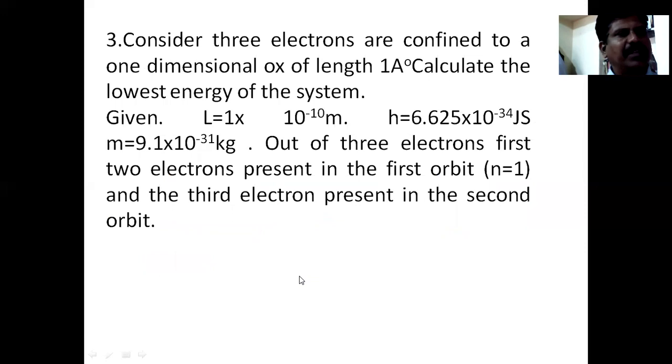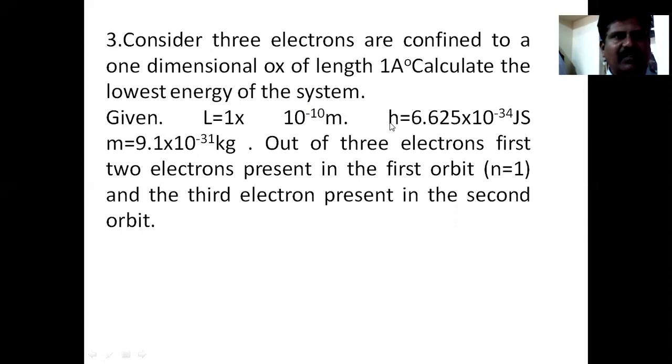Next, another example: consider three electrons confined to a one dimensional box of length 1 angstrom. Calculate the lowest energy of that system. The length of that box is 1 angstrom, so it becomes 1 into 10 to the minus 10 meter.